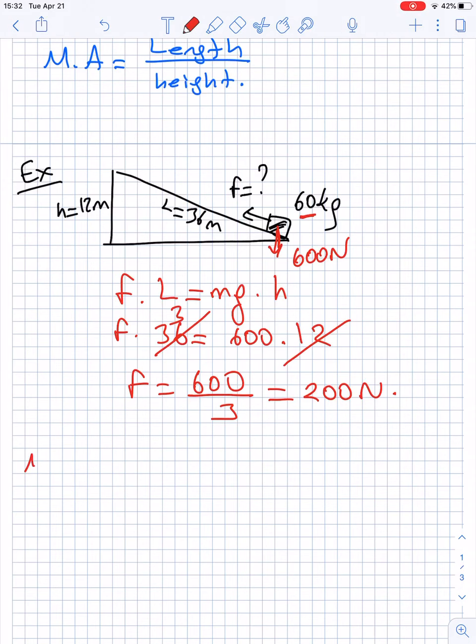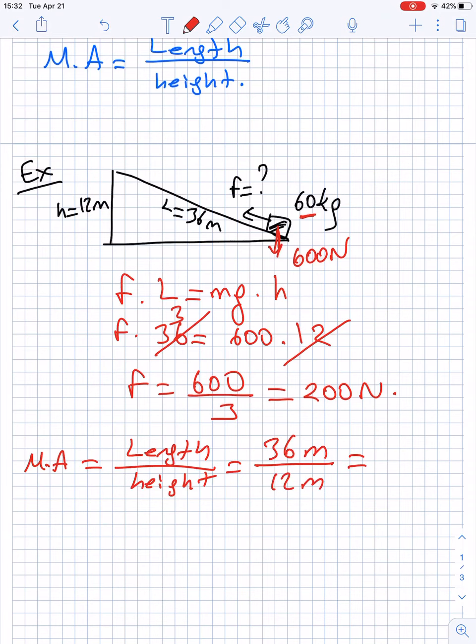Okay, how can we find the mechanical advantage for the inclined plane? Mechanical advantage, shortly, is the length of the inclined plane over the height of the inclined plane. When we check, length is 36 meters over height of the inclined plane 12 meters, and our result is 3. Next example.